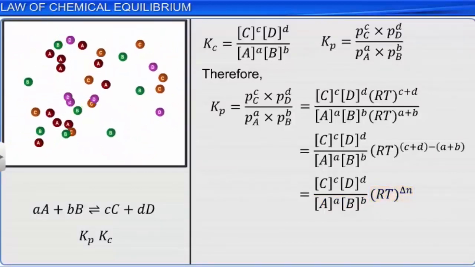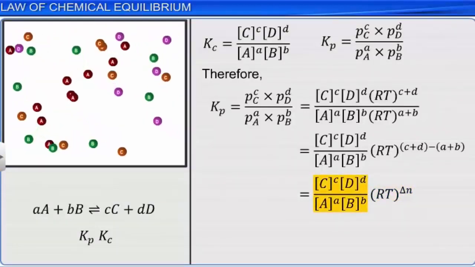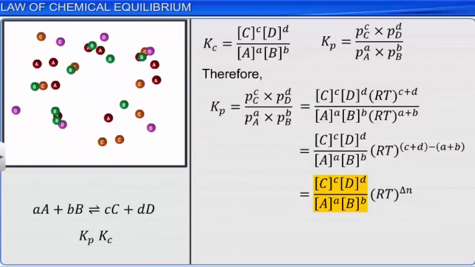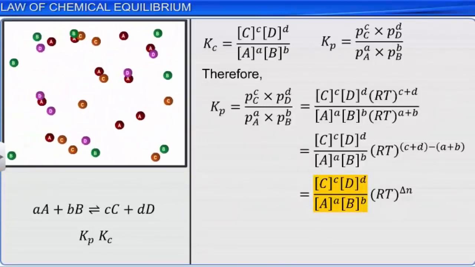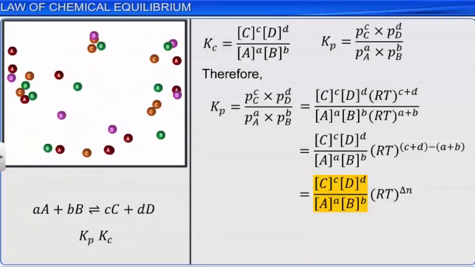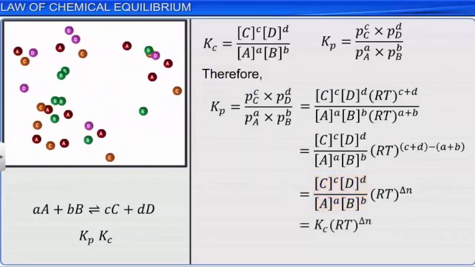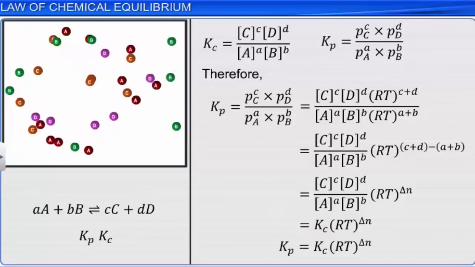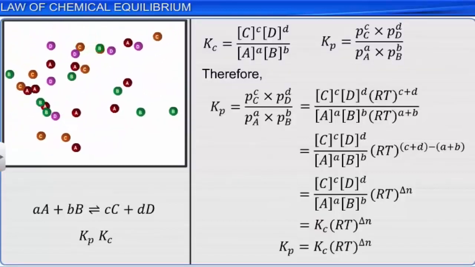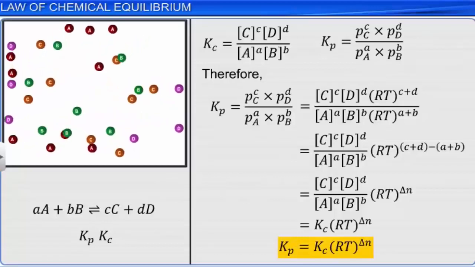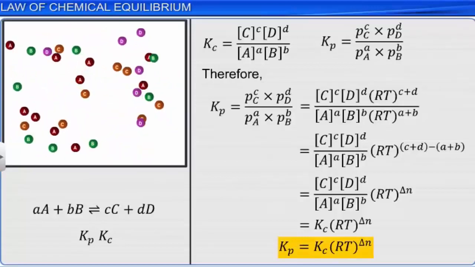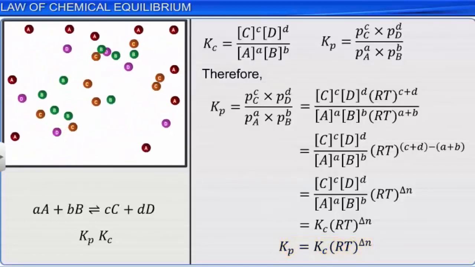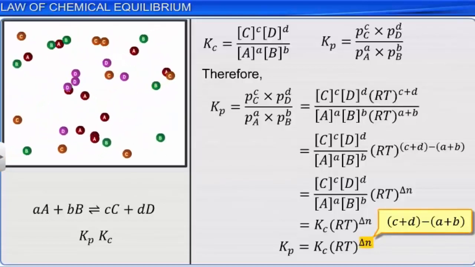Since [C]^c [D]^d divided by [A]^a [B]^b is equal to the equilibrium constant Kc, this can be written as Kp is equal to Kc multiplied by the product of R and T raised to the power of delta n, where delta n is equal to the number of moles of gaseous products minus the number of moles of gaseous reactants.